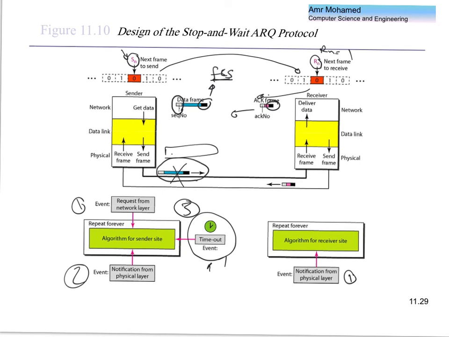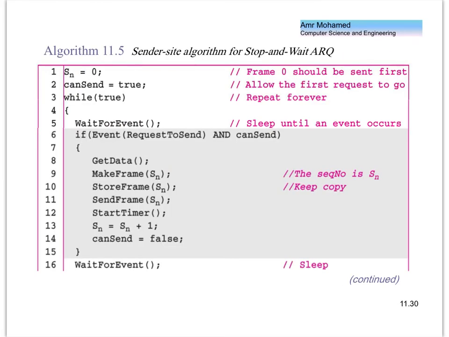So in addition to the event coming from the network layer for the frame requested to be sent, and the arrival notification from the physical layer for the acknowledgement, we have now the timer that needs to be handled, and when it expires, then I have to retransmit, right? So that's a third event.